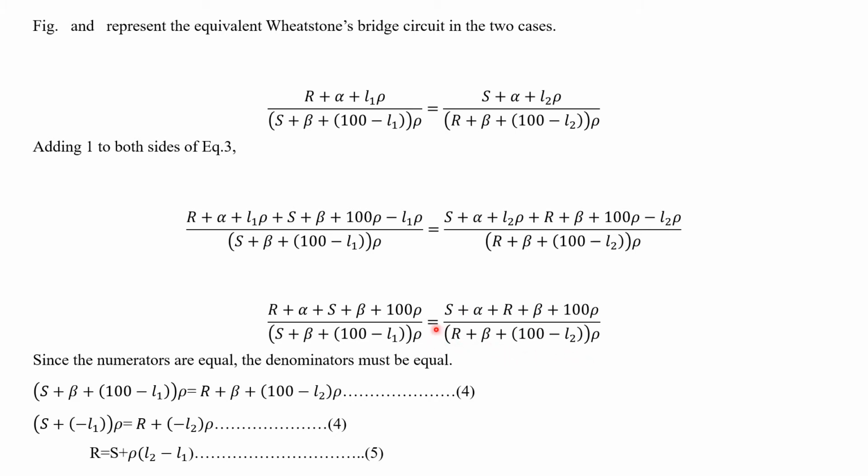Since the numerators are equal, the denominators must be equal. So we take the two denominator terms and equate them: s plus beta plus 100 minus L1 rho equal to r plus beta plus 100 minus L2 rho. Here s plus beta cancels, and 100 rho, 100 rho cancels.